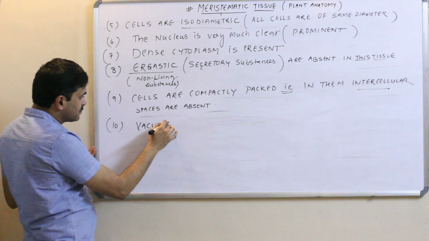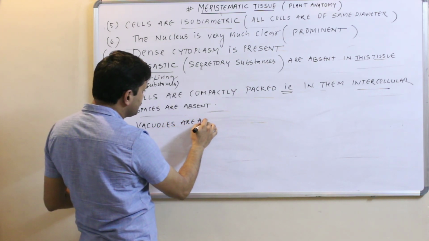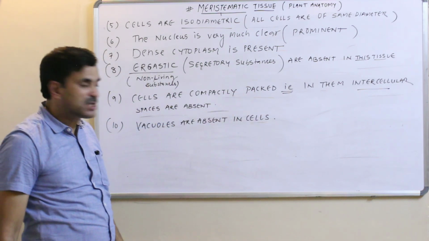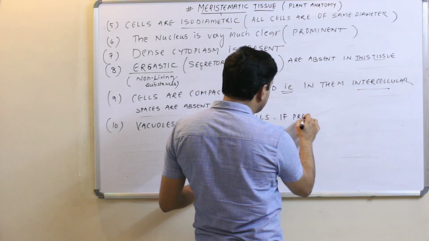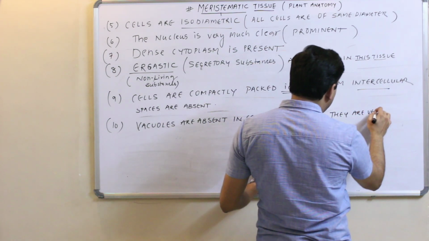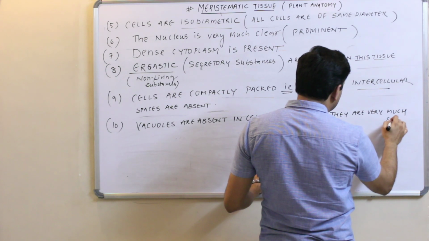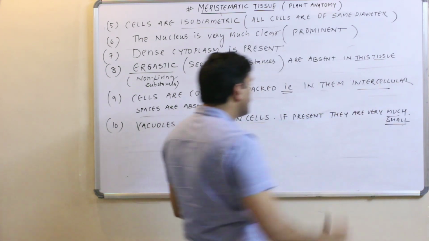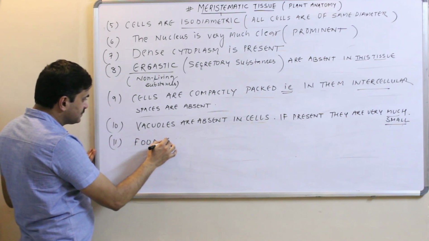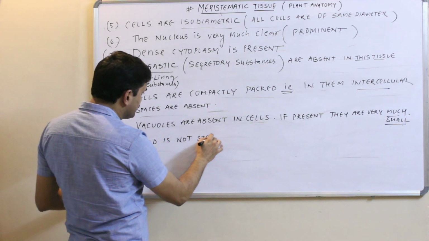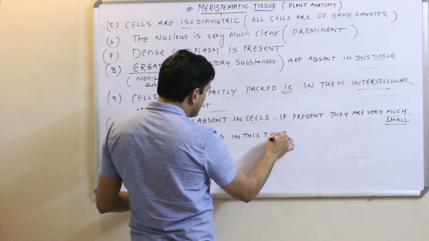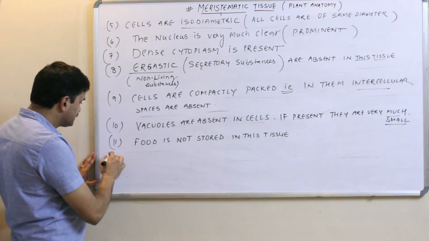Vacuoles are absent in cells. Vacuoles are absent in the meristematic cells. If present, they are very much small. Food is not stored in this tissue. Food is not stored in this tissue.